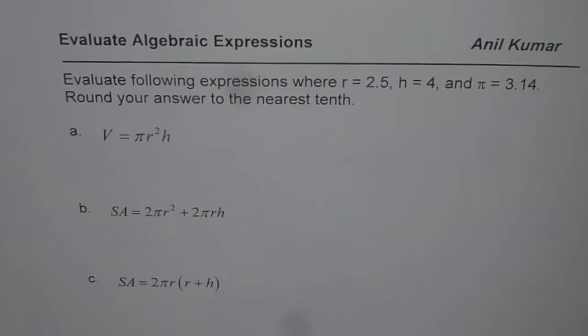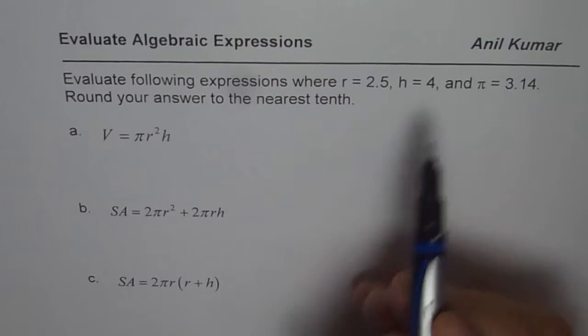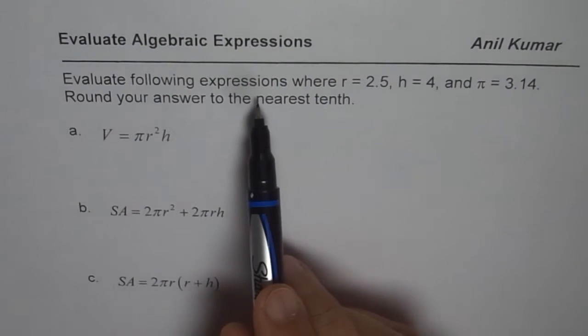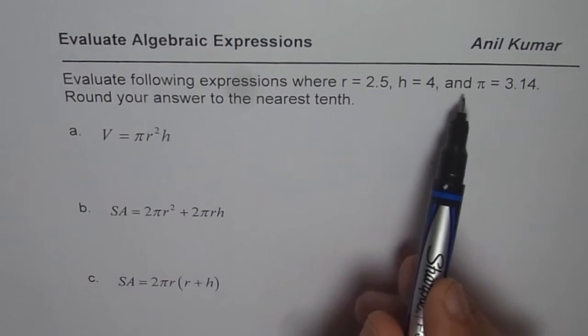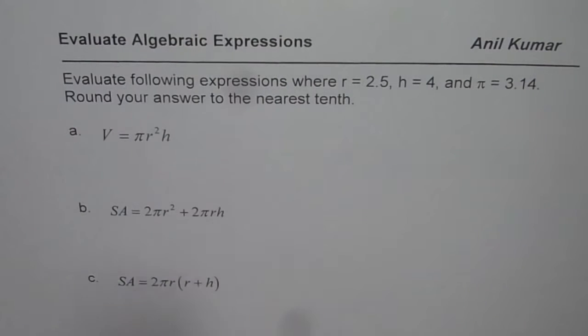I'm Anil Kumar, and in this video we will learn how to evaluate algebraic expressions. I have taken a few formulas which can be evaluated, and we have also taken some values to substitute in the formula. The question here is: evaluate the following expressions where r equals 2.5, h is 4 and pi is 3.14. Round your answer to the nearest tenth.